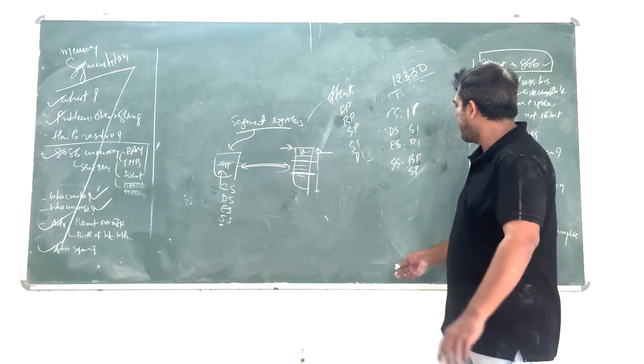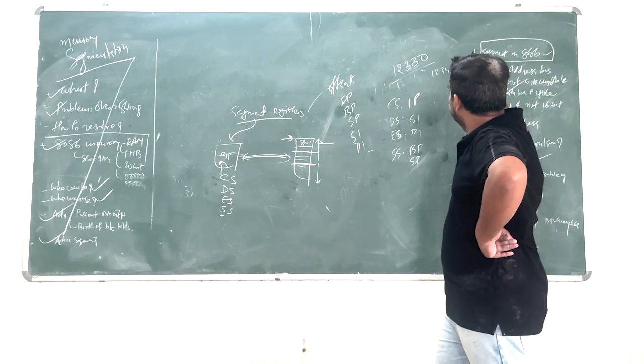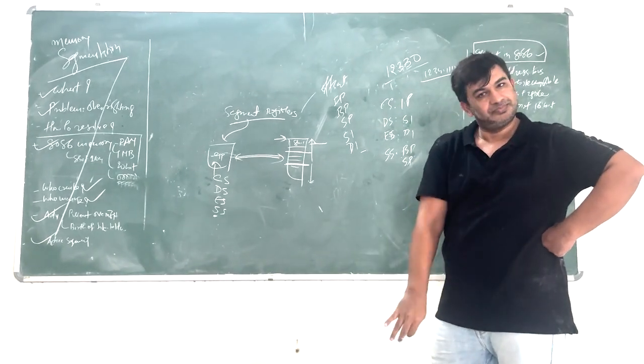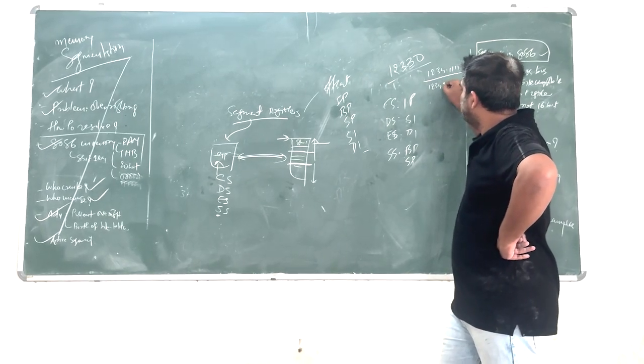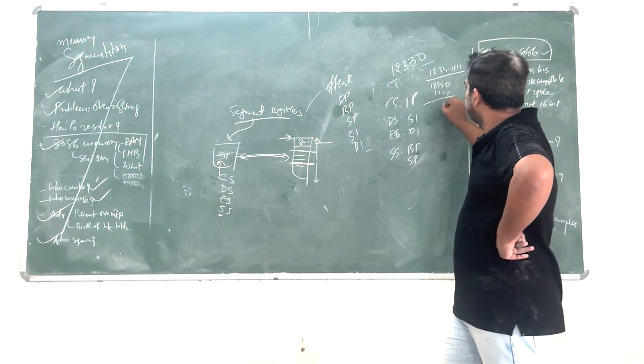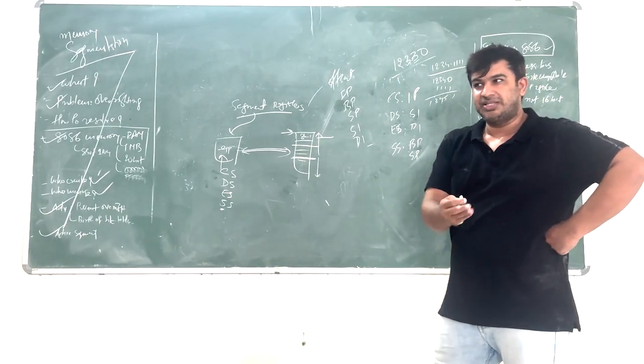So now in exam, if I want to ask you something and I want to give you good marks, what I will ask? 1234 colon 1111. Find out the physical address. What will you do? 12340 plus 1111, which is 13451. This is my physical address. You can do this easily.